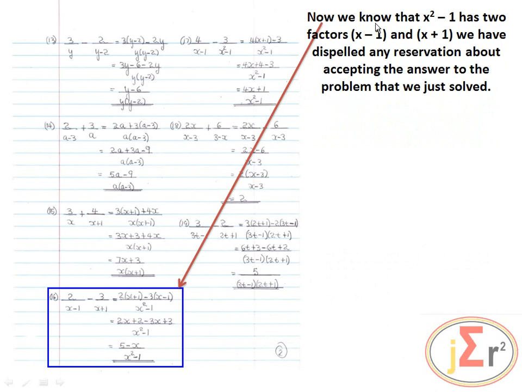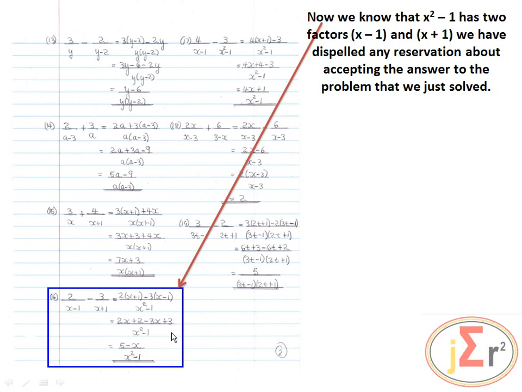Now we know that x squared minus 1 has two factors, x minus 1 and x plus 1. We have dispelled any reservation about accepting the answer to the problem that we just solved. Because when adding denominators that do not have a common factor, we should multiply the two denominators. But multiplying them results in the difference of two squares. So we just continue writing the difference of two squares as the new denominator.